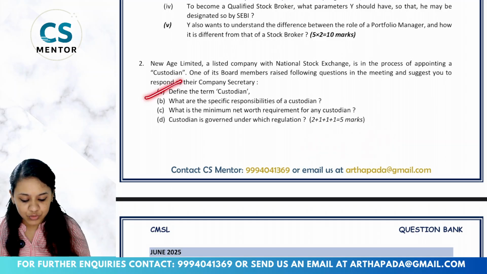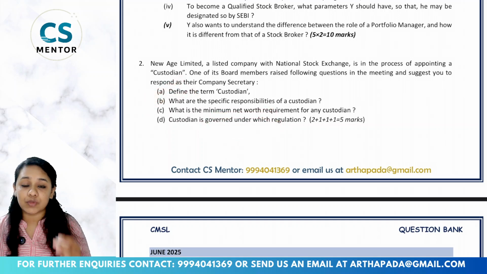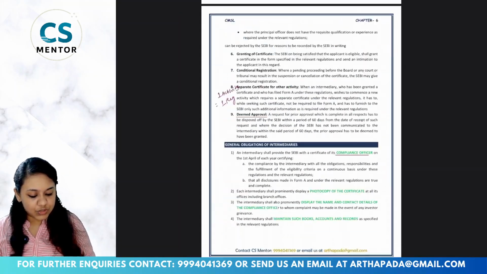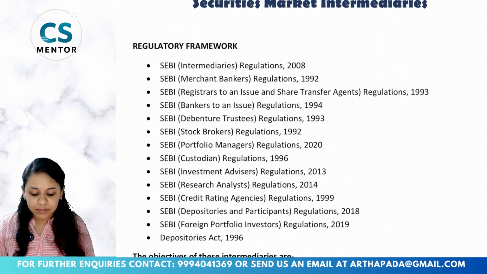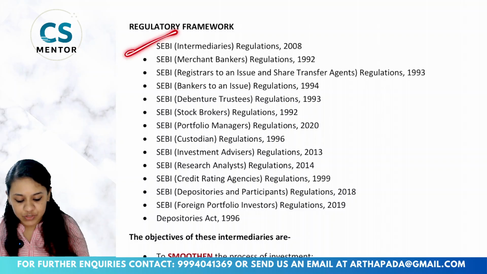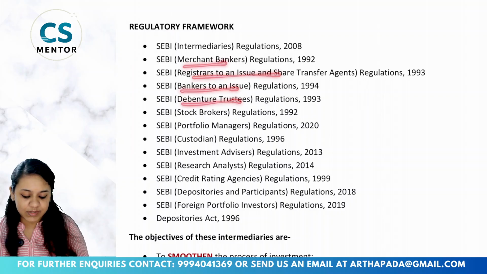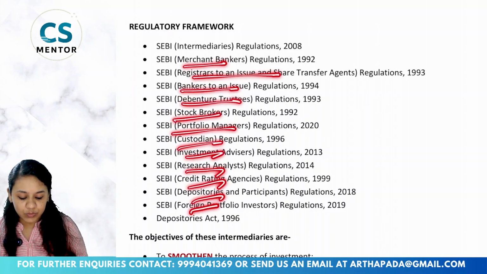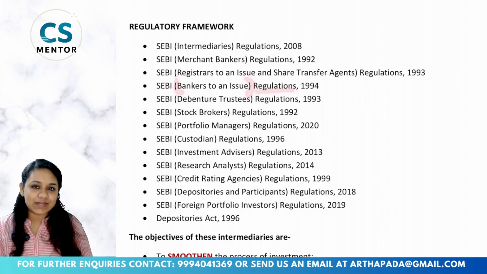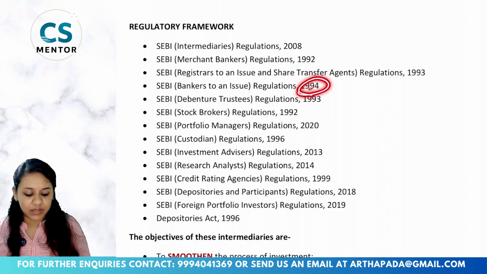But look at it: define custodian, responsibilities of custodian, net worth requirements, governed by which regulation. So please study the regulations that come under this too. If you take a look at your regulations, it's a very simple regulation. Your SEBI Intermediaries Regulations is the first one. In addition, you have separate ones for merchant bankers, RTAs, bankers, trustees, stockbrokers; each one will have a regulation applicable to them. So just write SEBI in brackets, the name of that intermediary, Regulations. The only difficult problem over here is remembering the year.